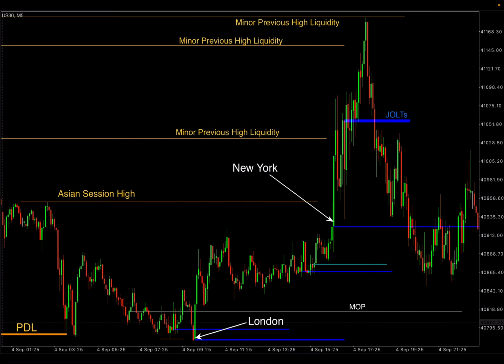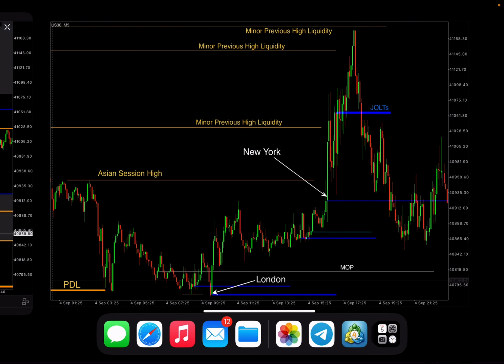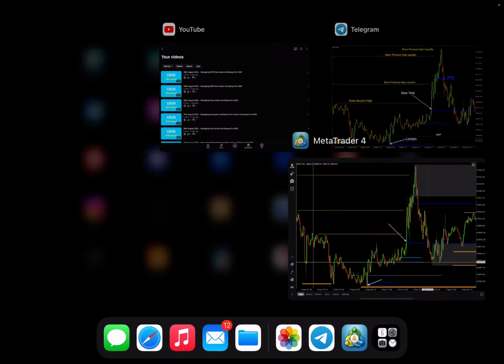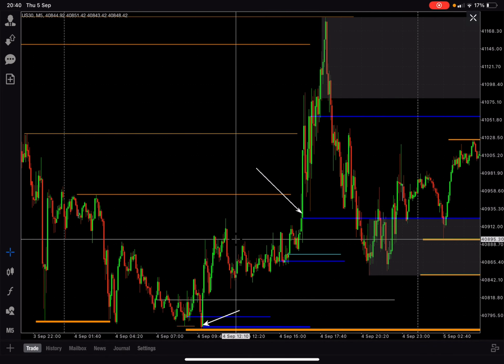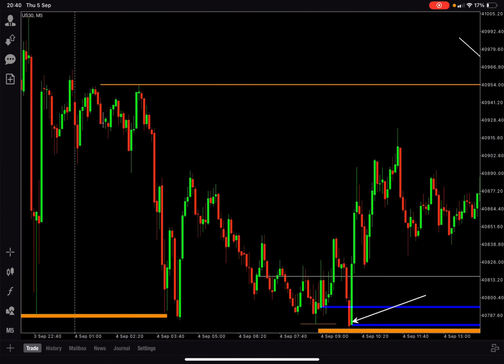So what you'd be looking for in the New York session is the push up, and then you can get into the sells. So the main thing you'd be looking for on this day is selling after the New York opening. And we have JOLTs there, you can see. Bit of consolidation in that area before making a downwards move. So here we go. Let's have a look.